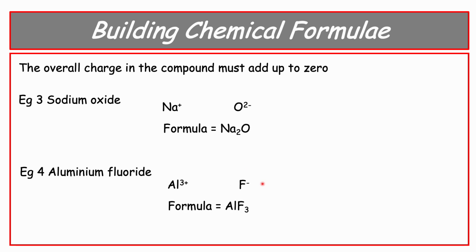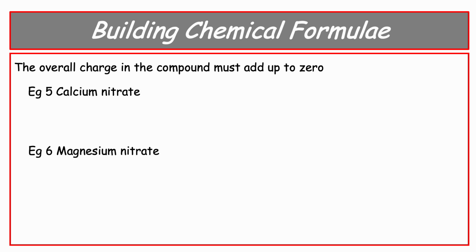So the formula would be AlF3. Got a couple of more examples to run through, these ones including brackets, and then we'll go through an alternative method that you can use to help you in the exam and speed up the process a little bit.